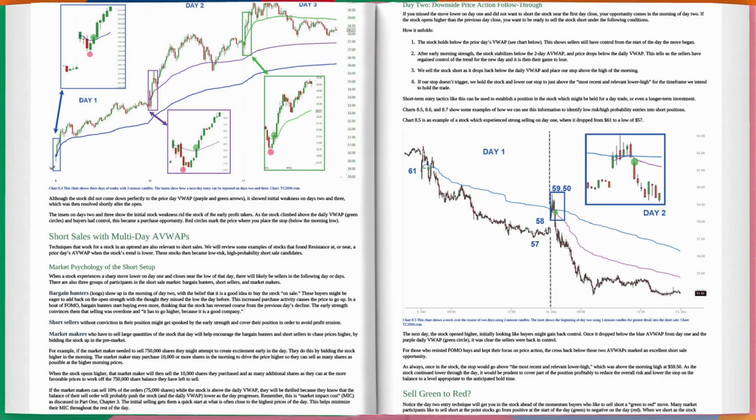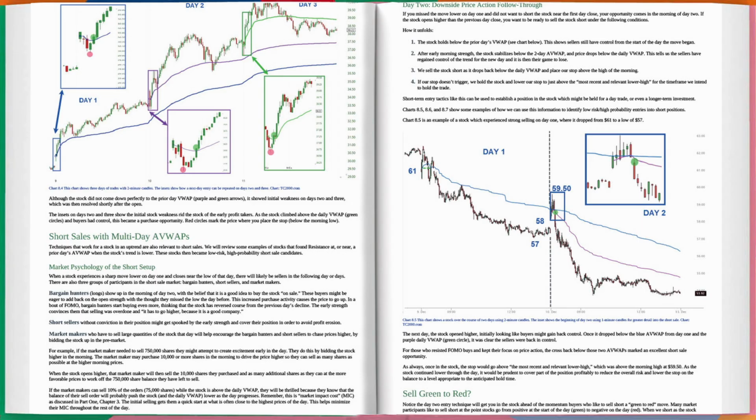Bargain hunters' longs show up in the morning of day 2 with the belief that it is a good idea to buy the stock on sale. These buyers might be eager to add back on the open strength with the thought they missed the low the day before. This increased purchase activity causes the price to go up. In a bout of FOMO, bargain hunters start buying even more, thinking that the stock has reversed course from the previous day's decline. The early strength convinces them that selling was overdone, and it has to go higher, because it is a good company.